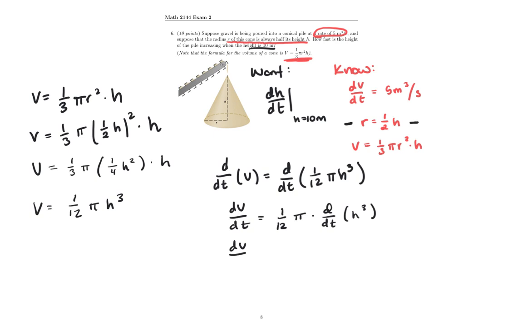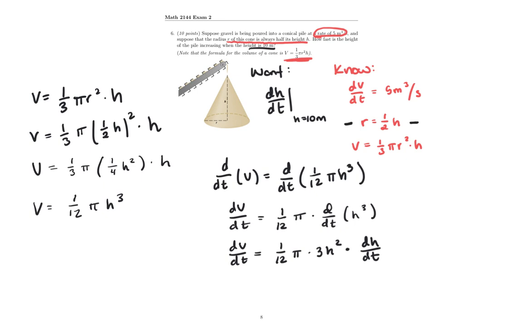Okay, so dV/dt is equal to 1/12 pi. I'm first going to do my power rule, so I bring down the 3, and then I keep the inside function and reduce the exponent by 1. Then I'm going to multiply this by the derivative of the inside, because the height is changing as time goes on. It's a function of time. So I'm left with dh/dt.